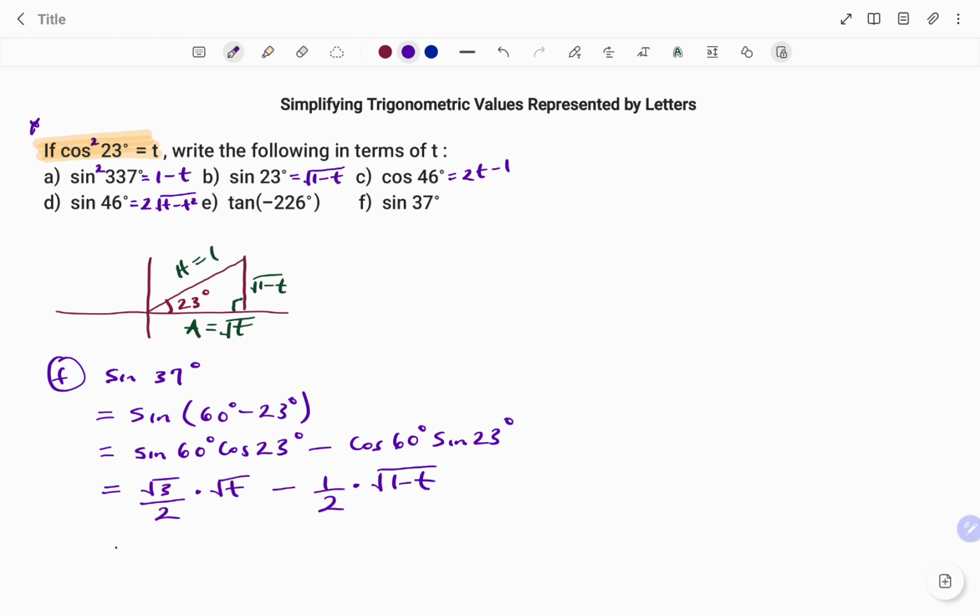So putting that together, because I have the same denominator, that's 2. At the top, the rule says if I have square root of a times square root of b, the surd rule, that's the same as square root of a times b. So I'm going to merge my numerator here. That will be square root of 3t minus root 1 minus t, all divided by 2.